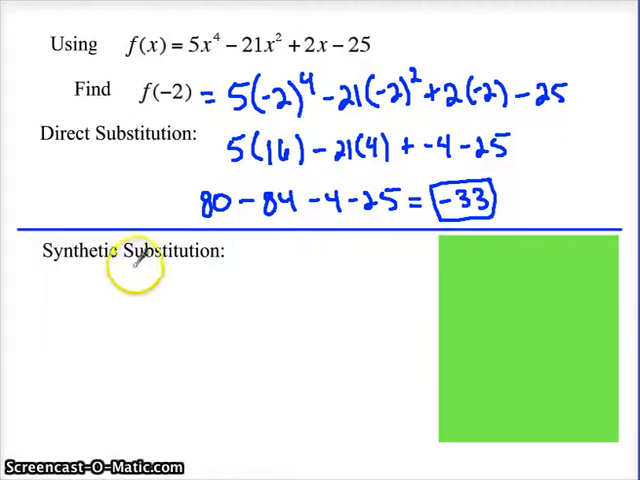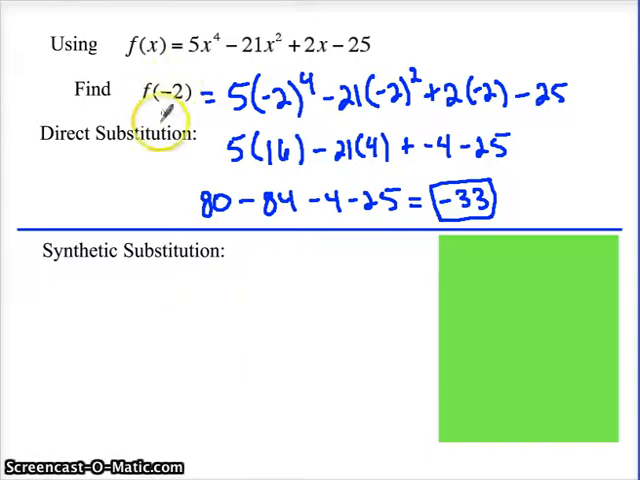Now let's go down here to what's called synthetic substitution. The nice part about synthetic substitution is you won't have to deal with those exponents. It also means you won't have to deal with multiple terms at a time. It really kind of has more flow to it. It's more of a one thing at a time kind of a deal.